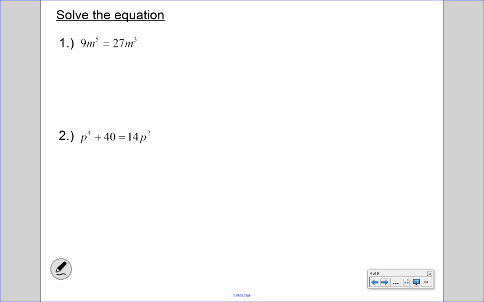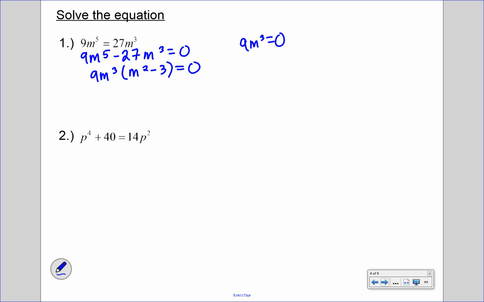Let's do 2 more of those. We have 9m to the 5th equals 27m cubed. So we can subtract, and we have 9m to the 5th minus 27m cubed equals 0. I can factor out a 9m cubed and get 9m cubed times (m squared minus 3). We set both equal to 0. 9m cubed equals 0, m squared minus 3 equals 0, and we're going to end up with 0 and plus or minus the square root of 3.